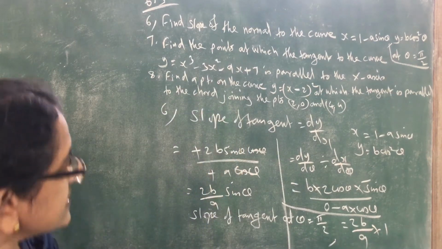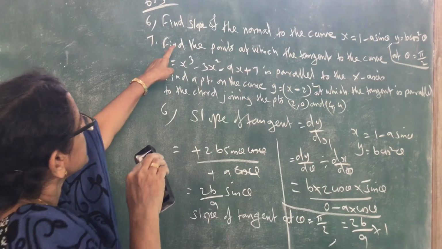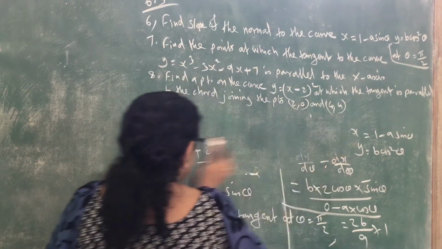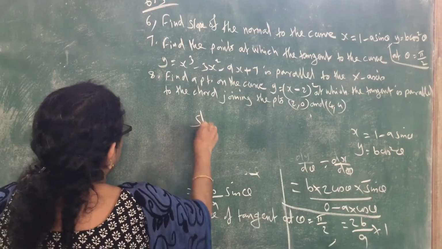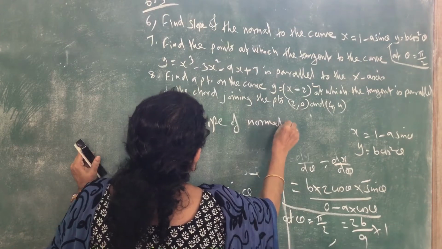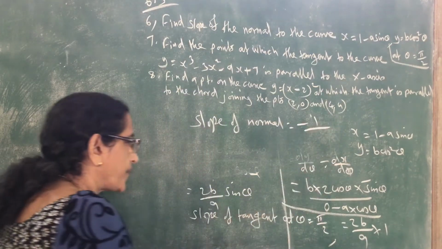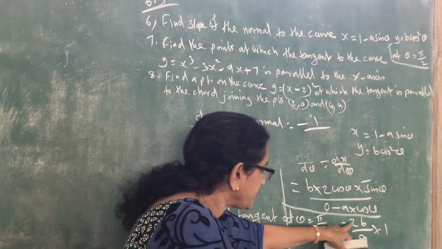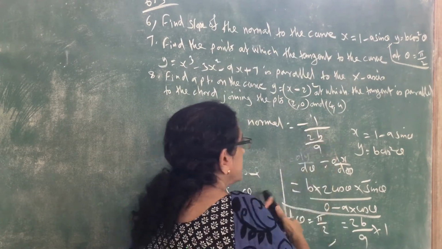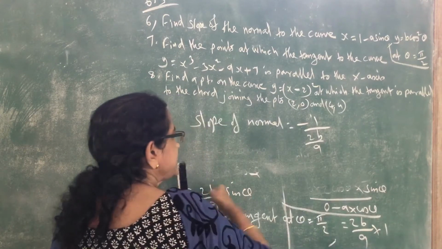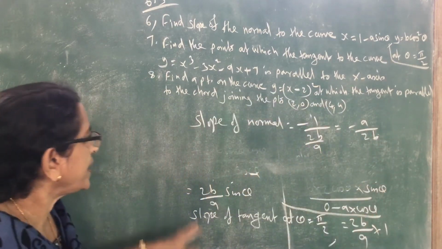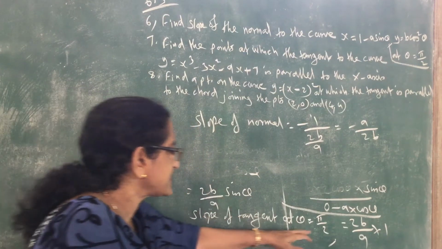Now we have to find the slope of the normal. The question is find the slope of the normal. So slope of the normal equal to minus 1 by slope of the tangent. Slope of the tangent is 2b by a. So minus 1 by 2b by a, that is equal to minus a by 2b. So slope of the normal equal to minus a by 2b.